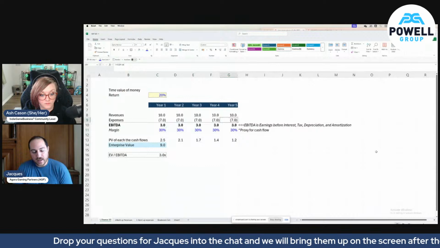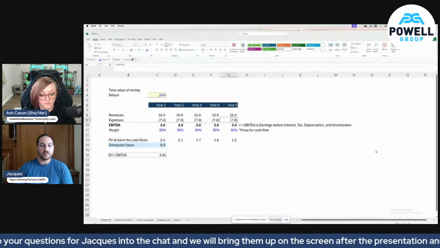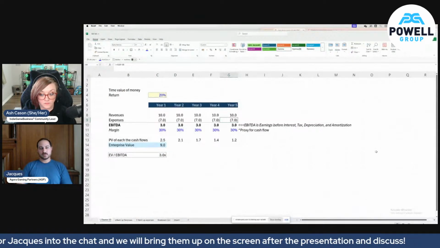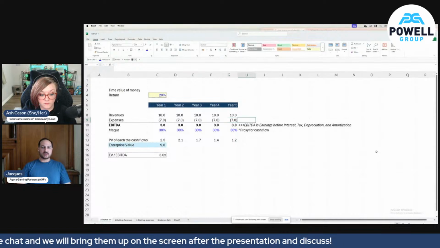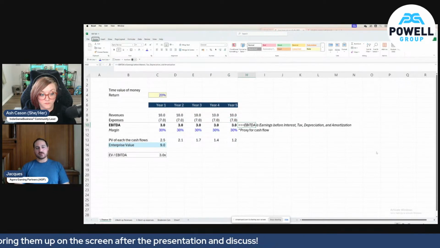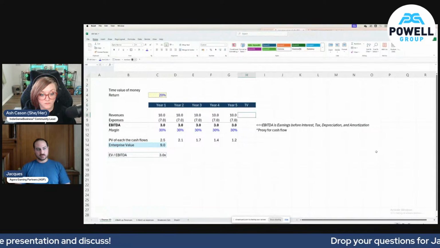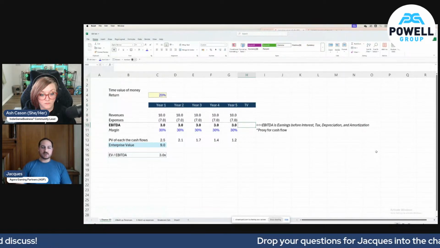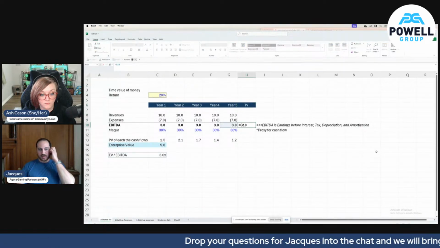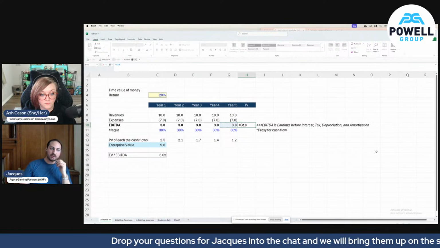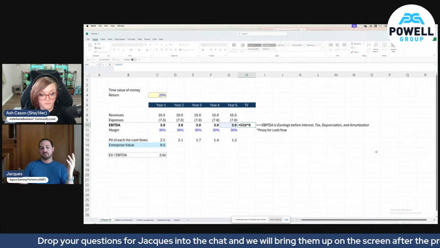So there's something missing here, right? Which is most businesses don't just stop after 5 years. They continue. And so typically what we'll say is a business like this one that's generating 3 million EBITDA a year might.